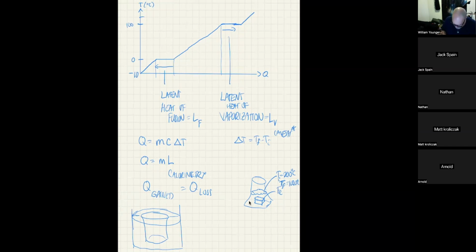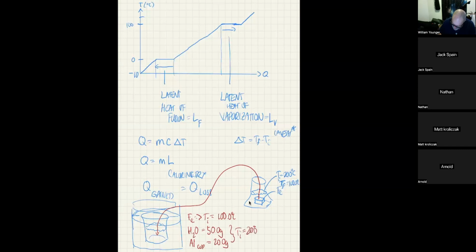You could even put a lid on it, say, and put a little thermometer in there and fill this up with water. Now you're going to take this metal out and put it in here. The metal, the iron, will be T initial equals 100.0 degrees Celsius, whereas the H2O, which might be, say, 50 grams, and the aluminum cup, which might be 20.0 grams, their initial temperature is 20 degrees Celsius.